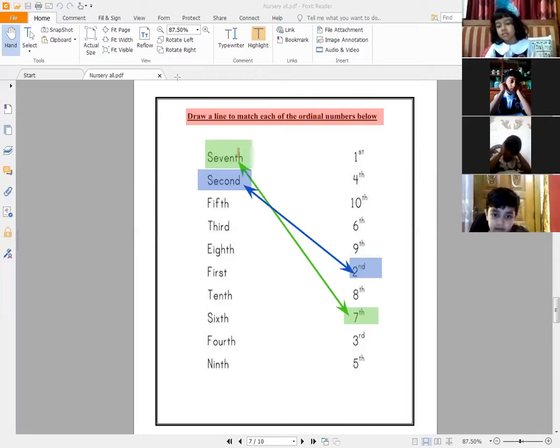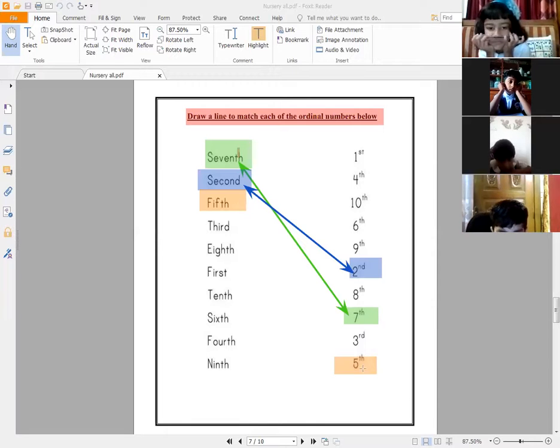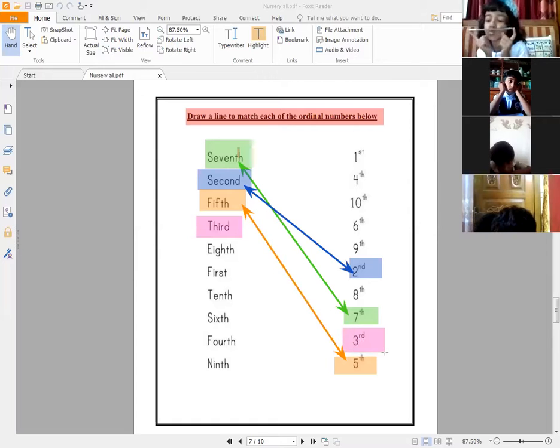Next is fifth. Which one is fifth in here? The last one is fifth. Now I have matched fifth with fifth. Next is third. Which one is third in here? This one is third. Third is three. Then eight.